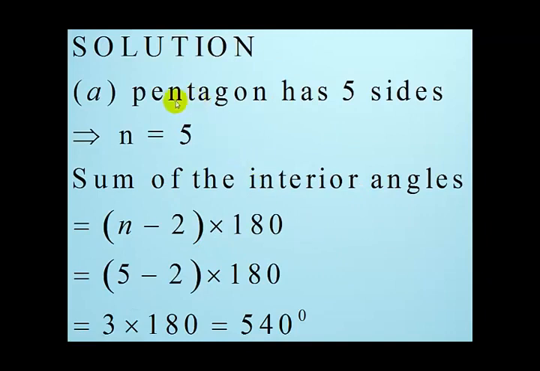Solution. With the problem in A, we were given a pentagon, and the pentagon has 5 sides. That means that n is equal to 5. The sum of the interior angles is equal to (n minus 2) times 180. And because n equals 5, it means we have (5 minus 2) times 180. And 5 minus 2 is 3. So we have 3 times 180, and 3 times 180 equals 540 degrees. So this is the sum of the interior angles of the pentagon. The sum is 540 degrees.